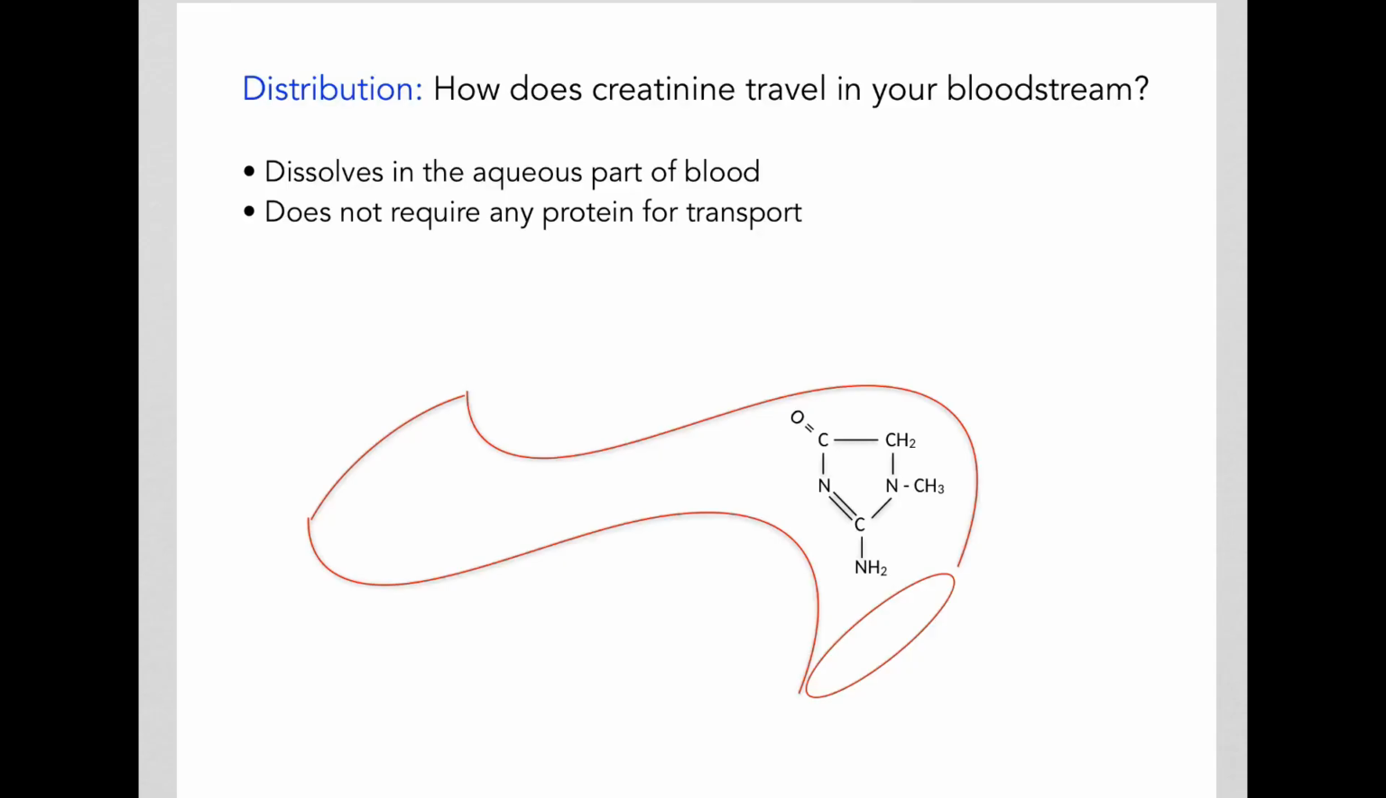Okay, so the next part of the life story of creatinine is distribution. How does creatinine travel in your bloodstream? Now, creatinine is very water soluble. So remember the concept: if the chemical is very water soluble, it simply dissolves in the water part of the blood, and it does not require any protein to transport the chemical. So like glucose, creatinine simply dissolves in the water and travels in the bloodstream to every part of the body.